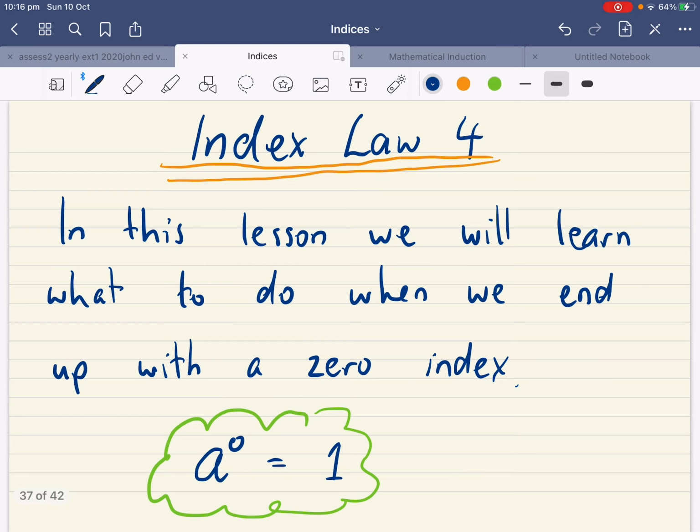Now on to officially the new thing for today. This is our heading. These are our notes. Can you please pause the video and get these things copied into your book? Hopefully you read it as you wrote it, but if not, in this lesson we will learn what to do when we end up with a zero index. And just to give you a massive clue, there it is in the bubble, officially the zero index law.